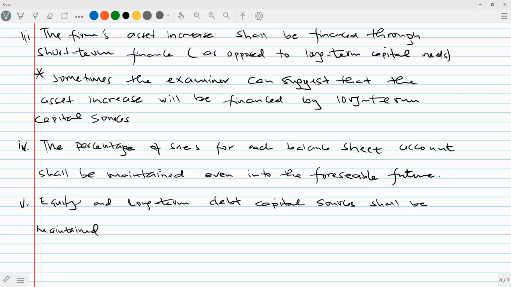Okay, so more or less, this assumption is what you've just discussed here. The assumption that the financing the company needs is short term implies that the company's equity as well as long-term debt capital shall be maintained; the company does not finance using long-term finances. Of course, that is based on the condition you just mentioned: sometimes the examiner can tell you that the financing shall be done through long-term capital, but conventionally, that's not the case.